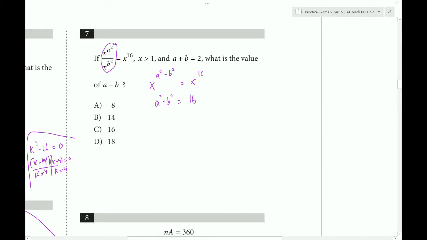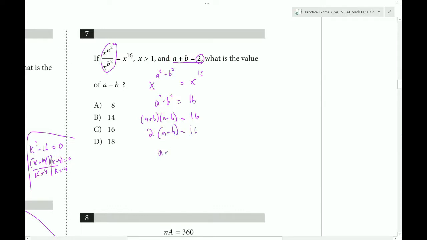Now from this point I see that the left side is factorable. So whenever something looks factorable, it's always a good idea to try to factor it and see where that leads. Now in this case, we know that a plus b is 2, so I can actually replace that with a 2. Right? So 2 times a minus b equals 16.